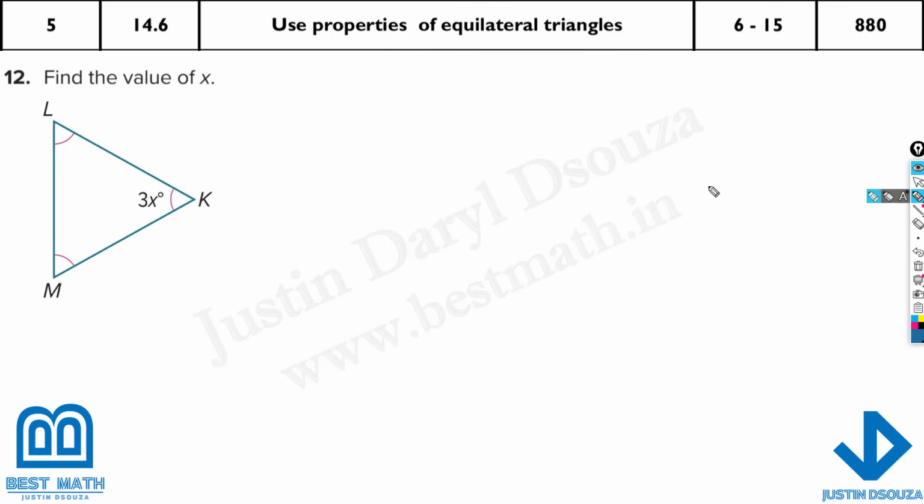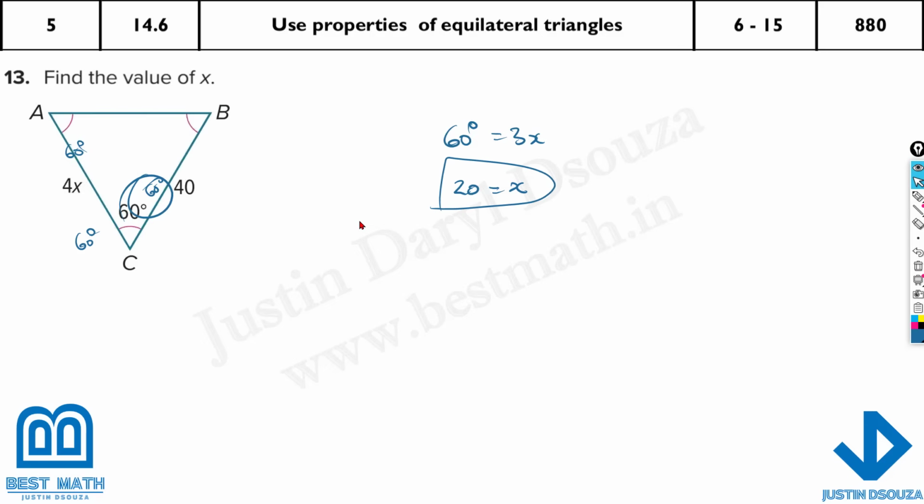Here as well. Now here we know all the angles are equal, then it has to be equilateral because it's only a 60-degree possibility. So all of them are equal, so each of them is 60 degrees here, here and here. But they have told this is 3x. So 60 degrees is equal to 3x, or divide both the sides by 3, that will give you 20 is equal to x. So the answer is 20.